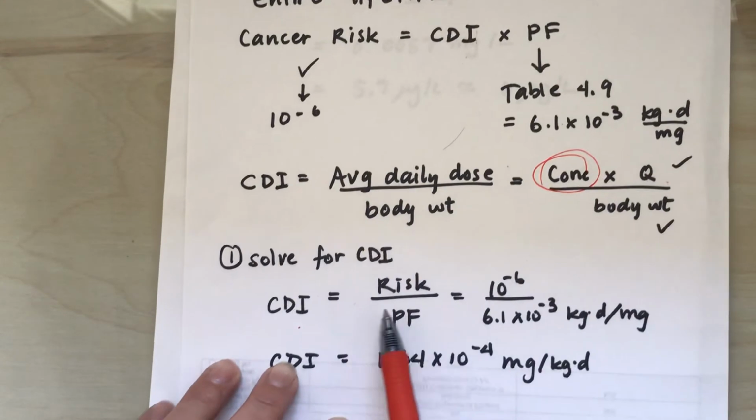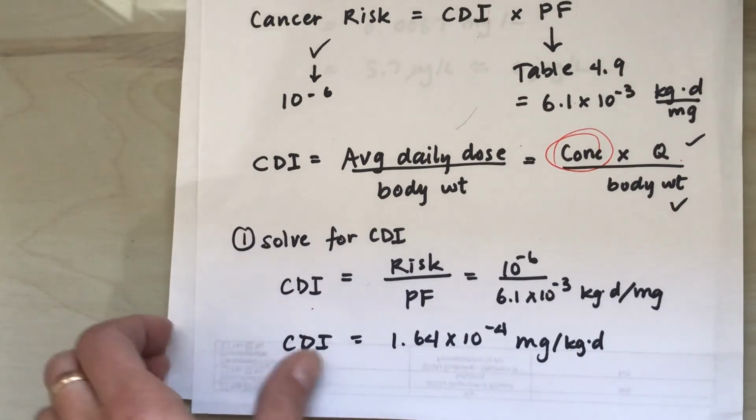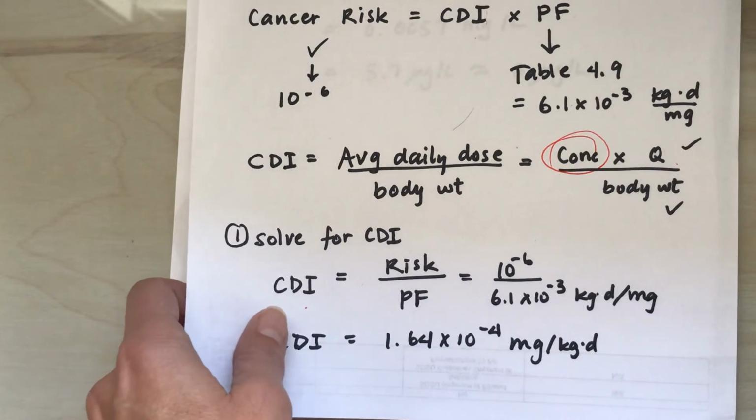All right, let's solve for CDI. CDI is the risk, 1 in a million, divided by the potency factor, 6.1 times 10 to the negative third. CDI is then 1.64 times 10 to the negative fourth milligram per kilogram day.